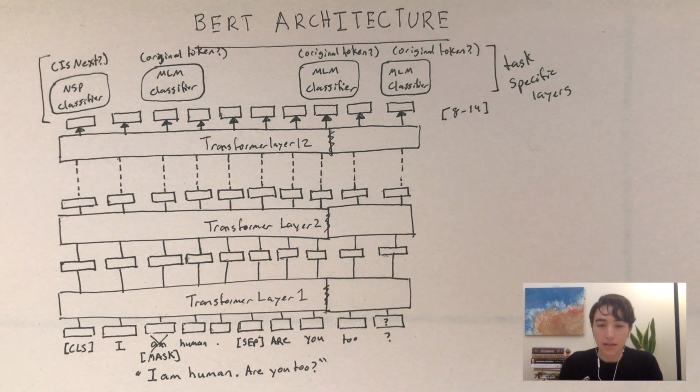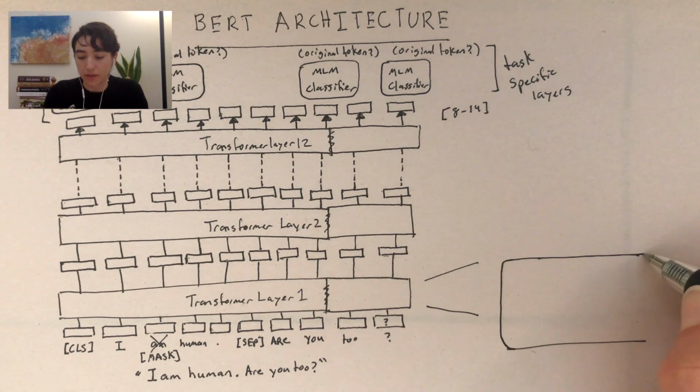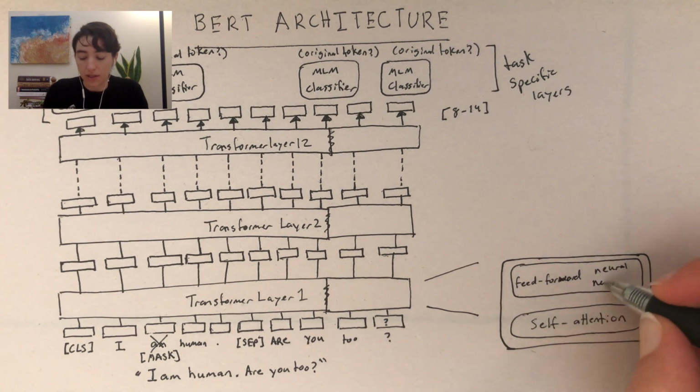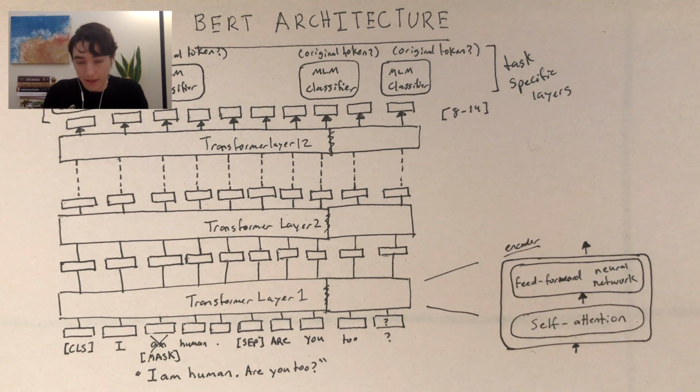Okay, let's take a second to look at an overview of the encoder structure before we dive into attention. Very roughly, this is what an encoder is. It's a self-attention layer followed by a feed-forward neural network. Yes, there is a normalization going on in there that I'm not showing.